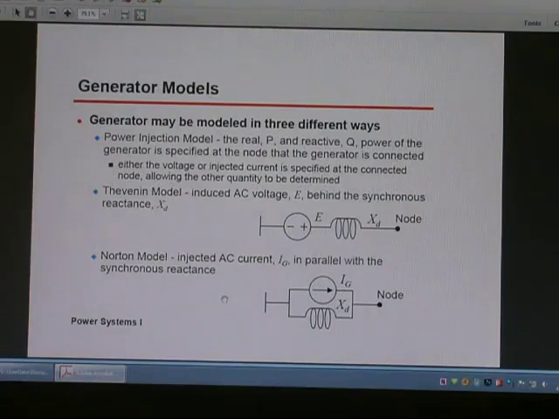We need to model them. So the generator may be modeled in three ways. Power injection model: real power P and reactive power Q of the generator, specifying the node to which the generator is connected. Thevenin model: inject an AC voltage E behind the synchronous reactance. Norton model: inject an AC current IG in parallel with the synchronous reactance.